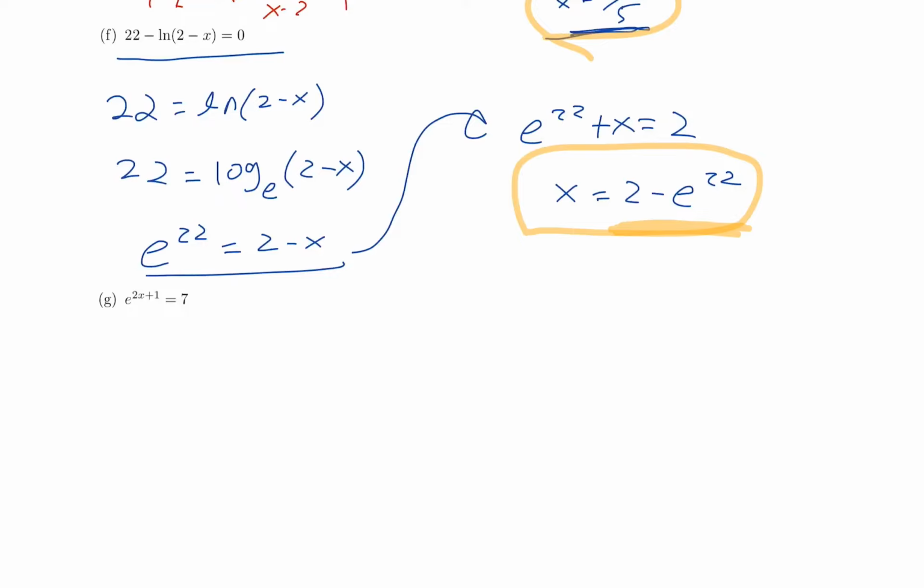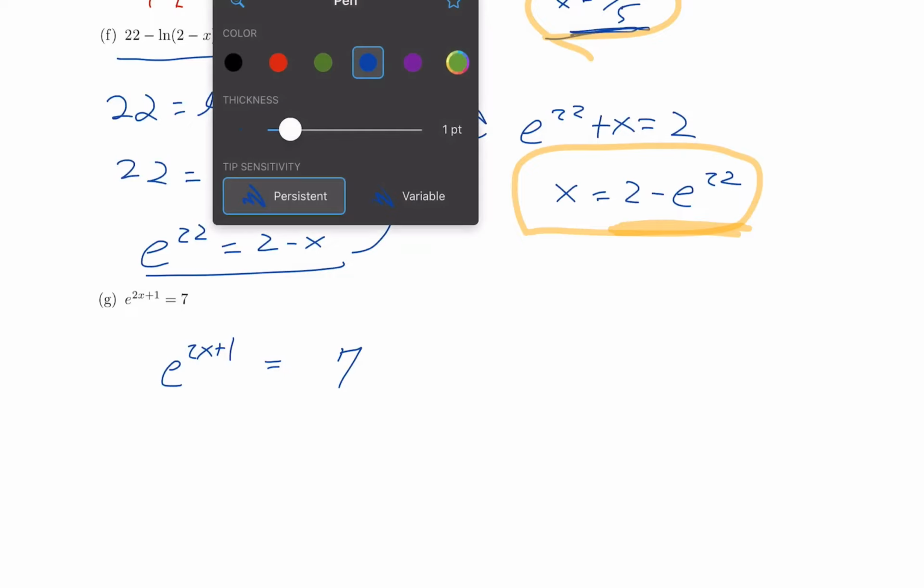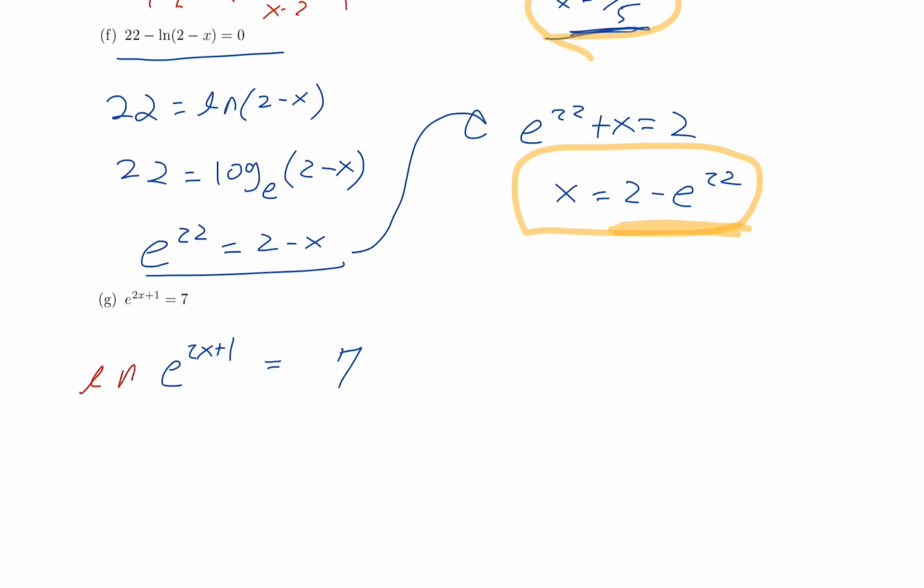Okay, so let's look at part G. e to the 2x plus 1 equals 7. So this is an exponential equation. There's no log here, but we need to involve a log. So let me write it a little bigger. When we have e to the 2x plus 1 equals 7, to solve for this, we have to take natural log on both sides. Like this, we're going to apply natural log on both sides.